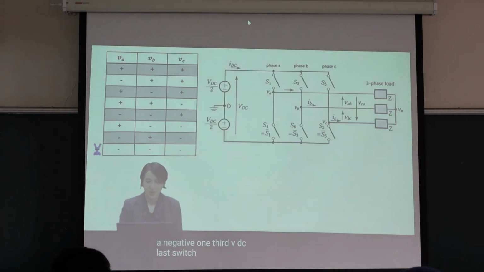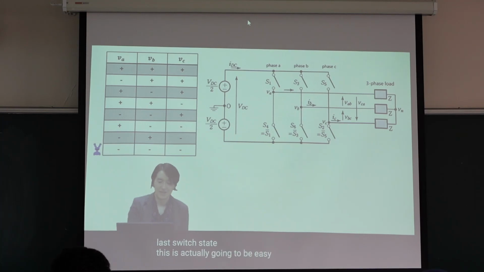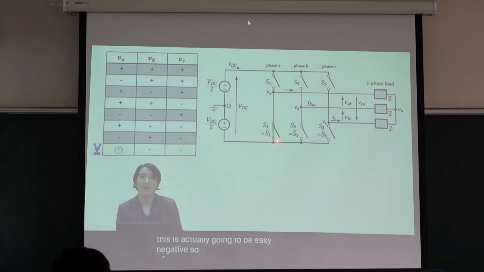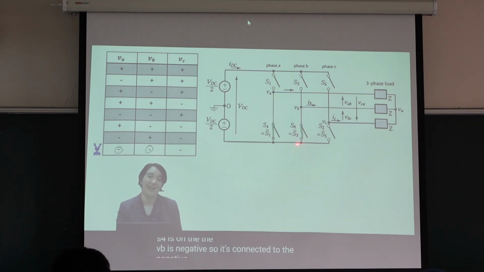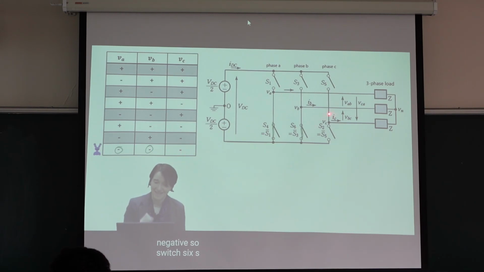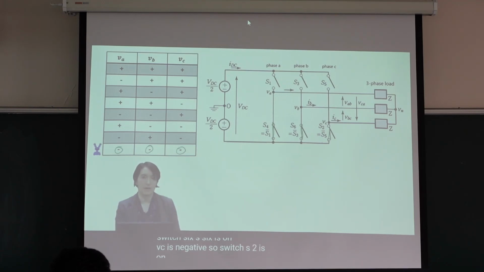Last, switch state. This is actually going to be easy. A is negative, so S4 is on. B is negative, so it's connected to the negative, so switch S6 is on. C is negative, so switch S2 is on.